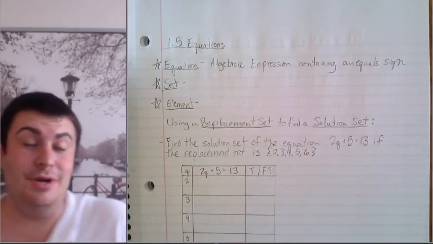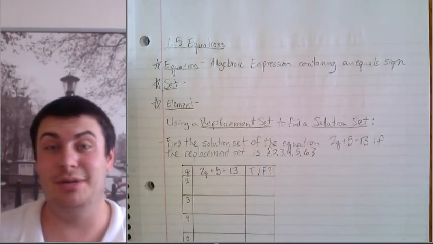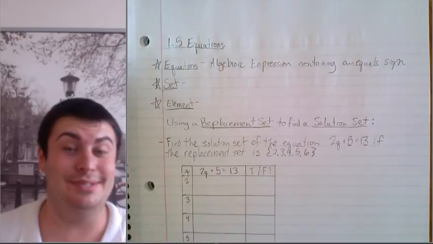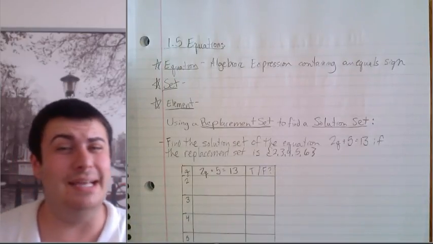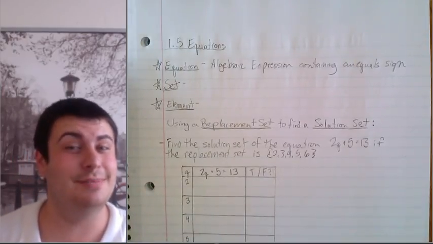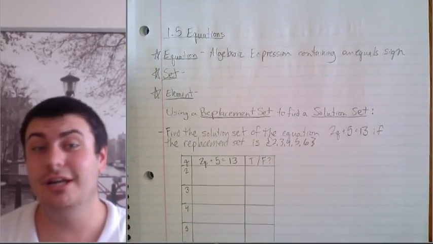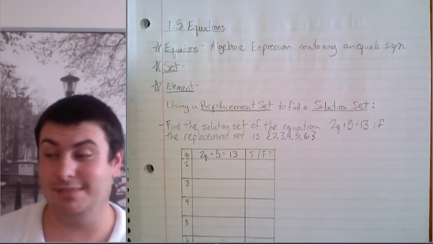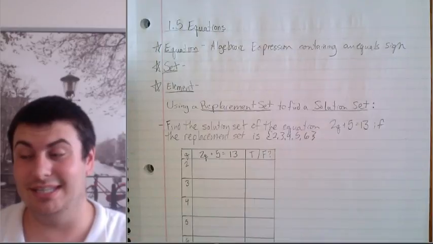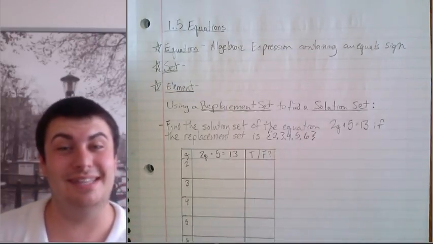So we know what algebraic expressions are, using numbers and symbols. An equation just has an equal sign. We're going to look at some basic ways of solving equations. There's going to be a lot more of it to come in Chapter 2, but for now we just have a couple basic ways. And first, a couple terminology things. A set. We're going to talk about sets and elements.